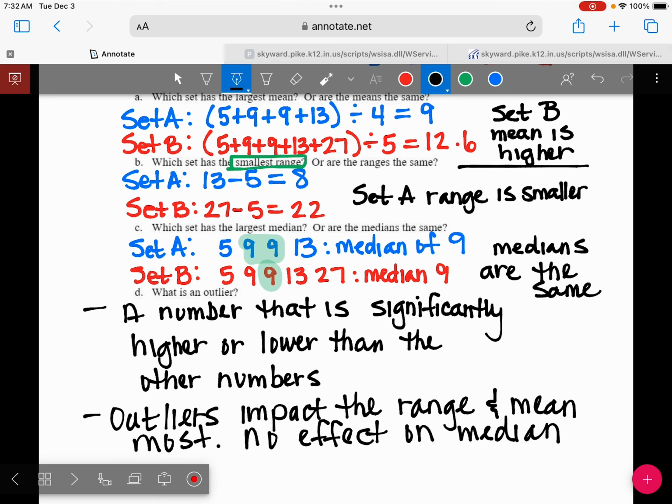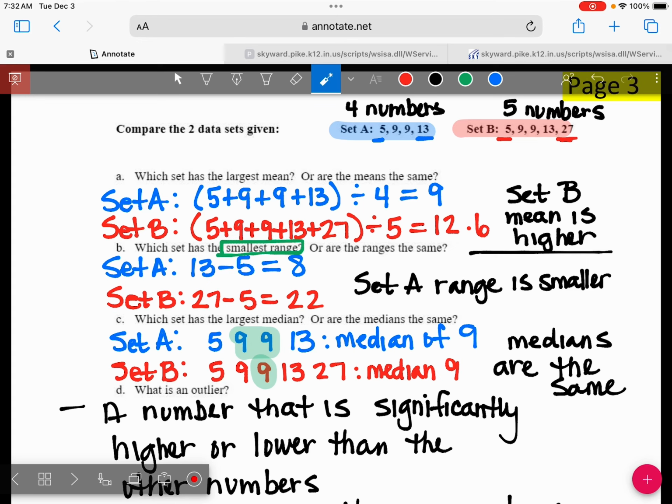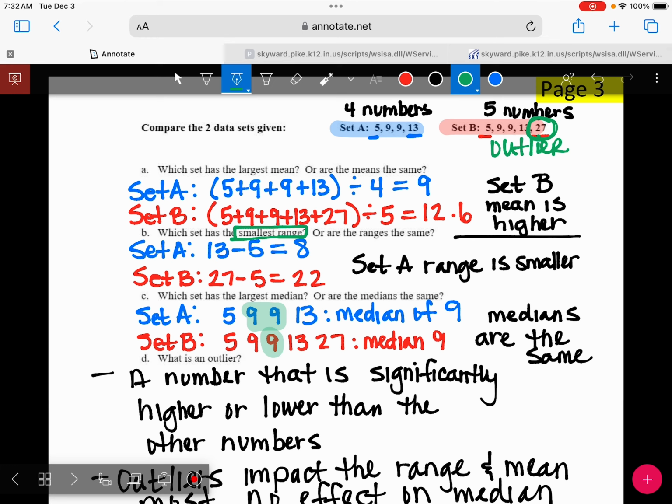So again, just remember that an outlier does affect, because if we go back to what we just did, when we compared set A and set B, set B had an outlier. So this set here is the set that had an outlier. That 27 is significantly higher than the other numbers. And that outlier affected the mean and the range, but for part C, the median did not change.